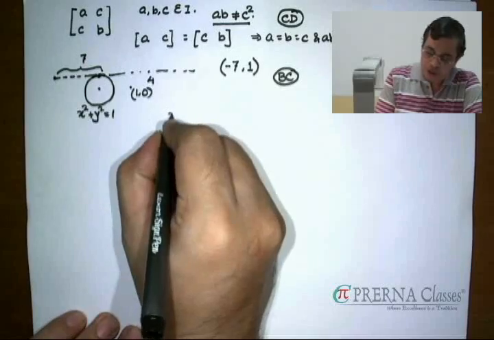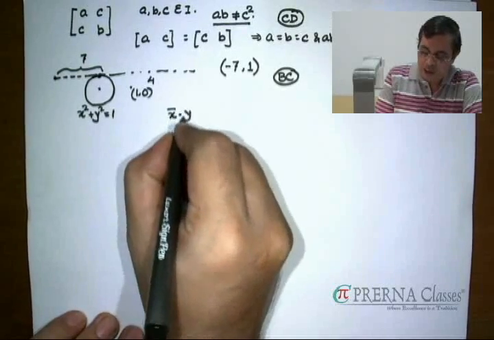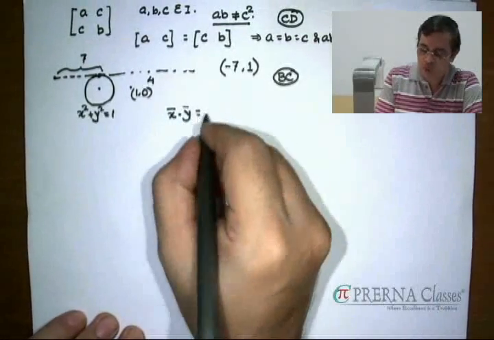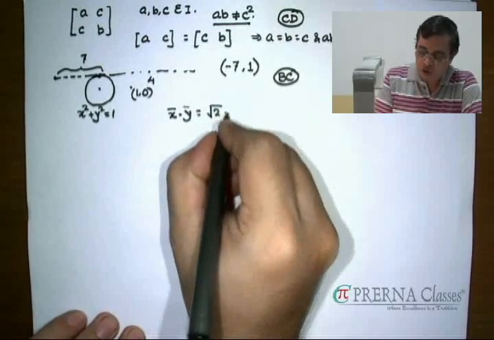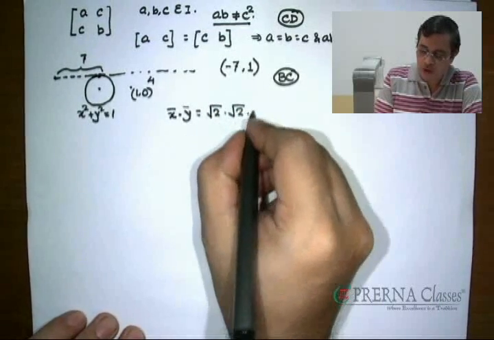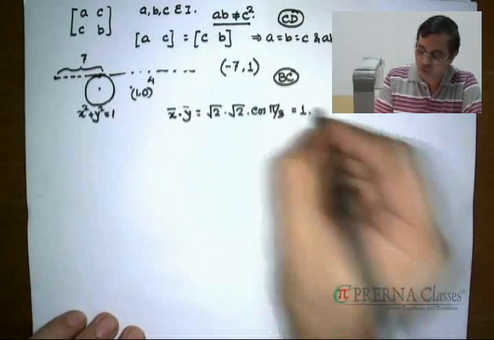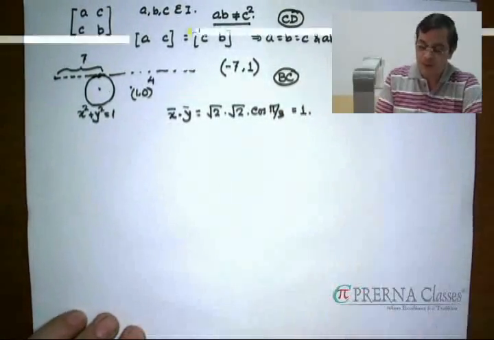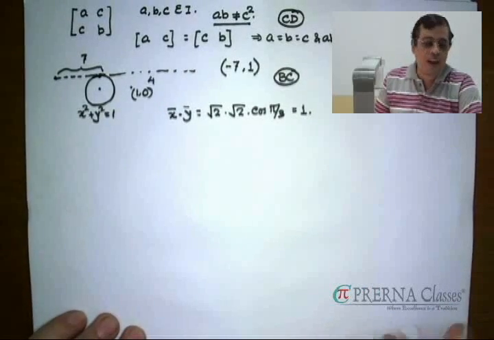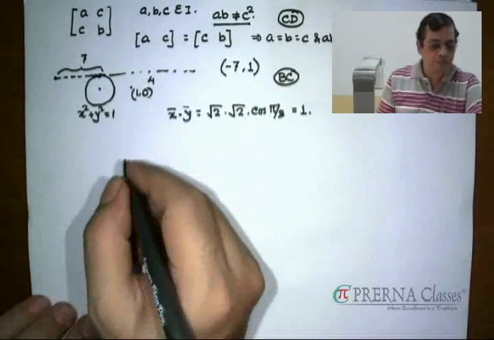The next question dealt with three vectors, each of magnitude √2 and the angle between every pair of them being pi by 3. Note that in such a case, if I just consider the dot product of the two vectors, that would turn out to be √2 into √2 into cos of pi by 3, that is 1. Similarly, y dot z is going to be 1 and x dot z is going to be 1.